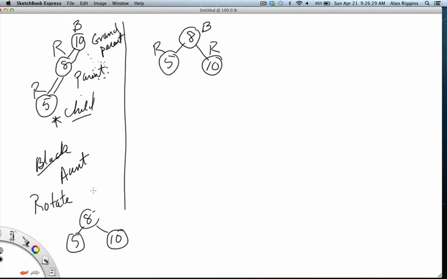So now, once we have the rotation, we have to recolor these 3 nodes. The root must be black. This is red. And this is red after a rotation.